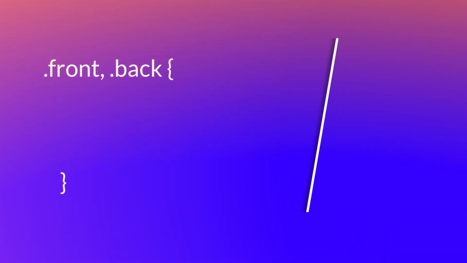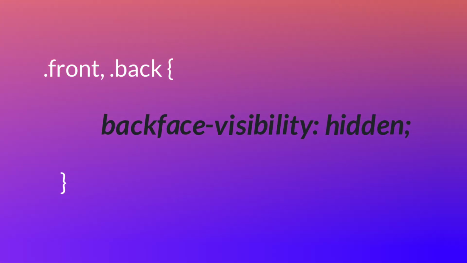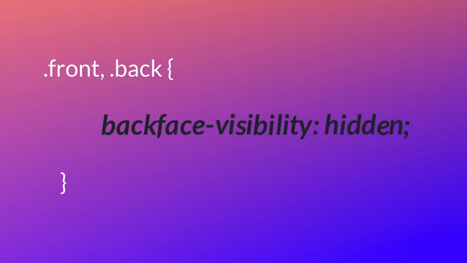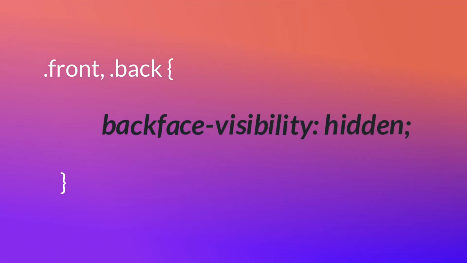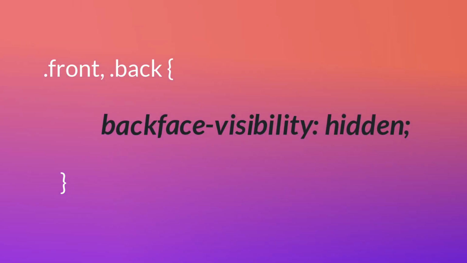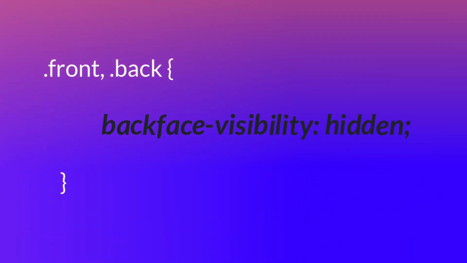Next, we will add backface-visibility: hidden to both the front and the back CSS class. The backface-visibility property in CSS is used to control whether or not the back side of an element is visible when it is rotated in 3D space. We use this property to hide the card's back face when it's not facing the viewer.